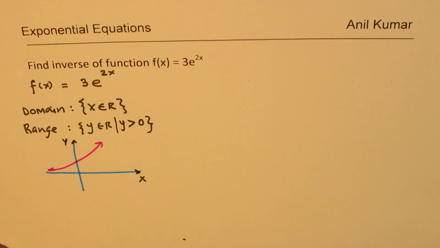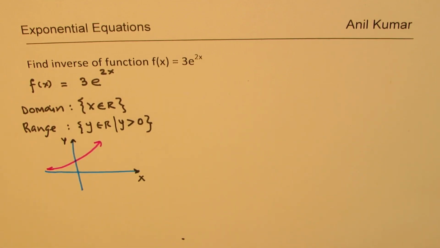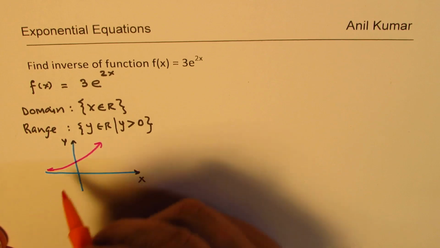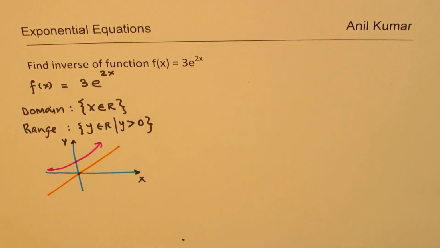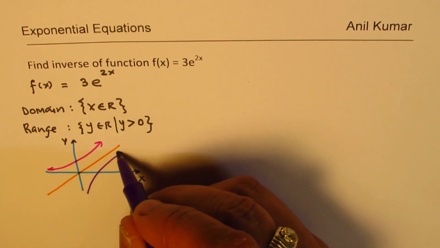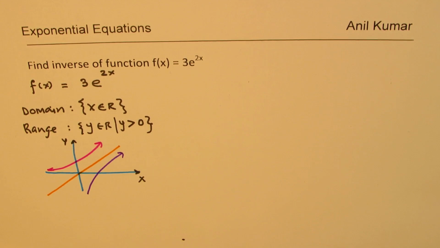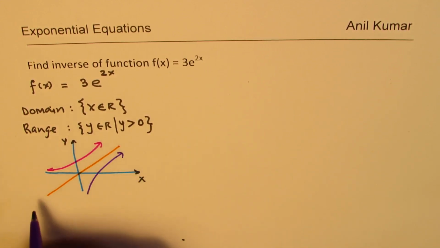The inverse of the function, as you know, will be the reflection on the line y equals x. So if I have a curve like this, it is going to be reflected on this line, and we expect something like this as the inverse of the function. Okay. Now let's talk about the inverse.